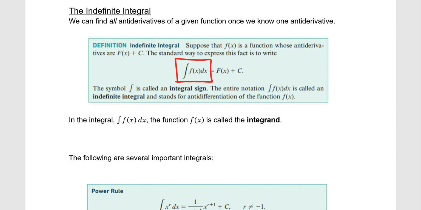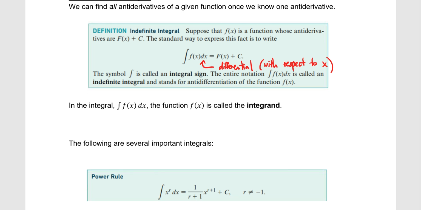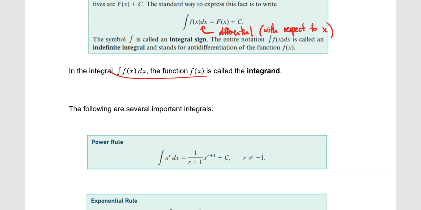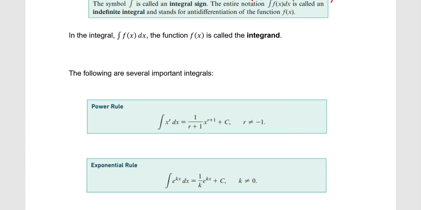So one thing to keep in mind here is this dx. That's a differential, and it just means that we're doing this integral with respect to x. Anytime you have an integral, you need that differential all the way at the end every single time. Okay, and then just one more little terminology here. In the integral of f of x dx, the function f of x is called the integrand. Okay, so let's just see a little example here.